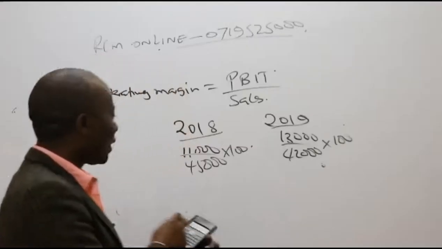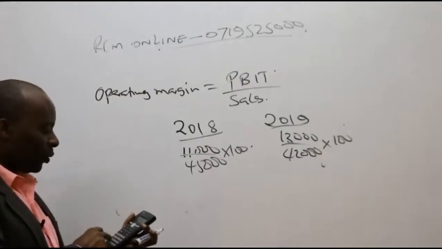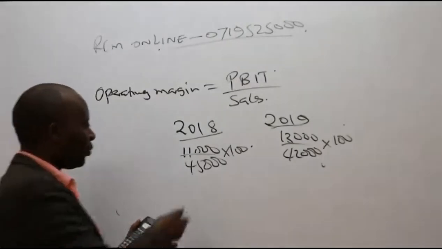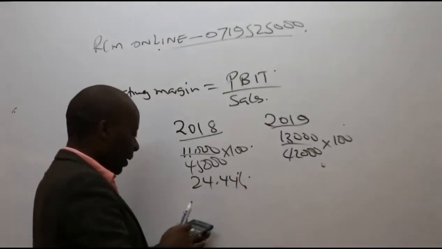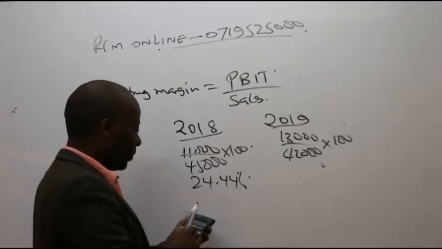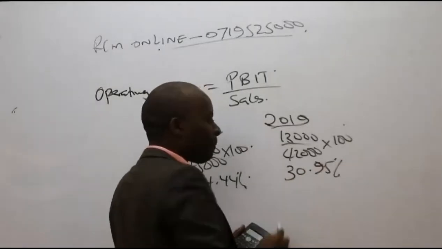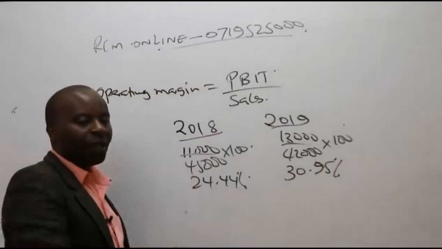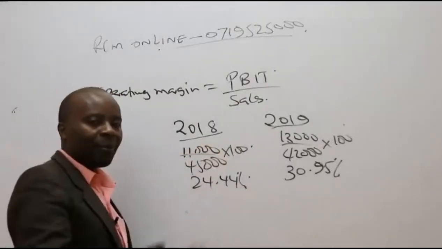So if I do that, then I'll end up getting 11,000 divided by 45,000 times 100, which gives me 24.44%, and 13,000 divided by 42,000, which gives me 30%. So in terms of operating profit, ladies and gentlemen, it shows improvement. It shows that with time we are improving.